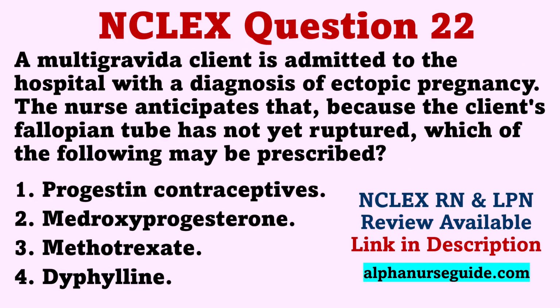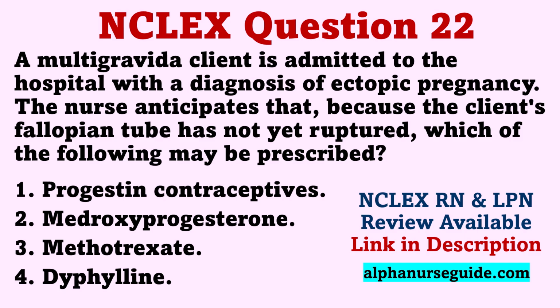A multigravida client is admitted to the hospital with a diagnosis of ectopic pregnancy. The nurse anticipates that, because the client's fallopian tube has not yet ruptured, which of the following may be prescribed: 1. Progestin contraceptives. 2. Medroxyprogesterone. 3. Methotrexate. 4. Diphyline.